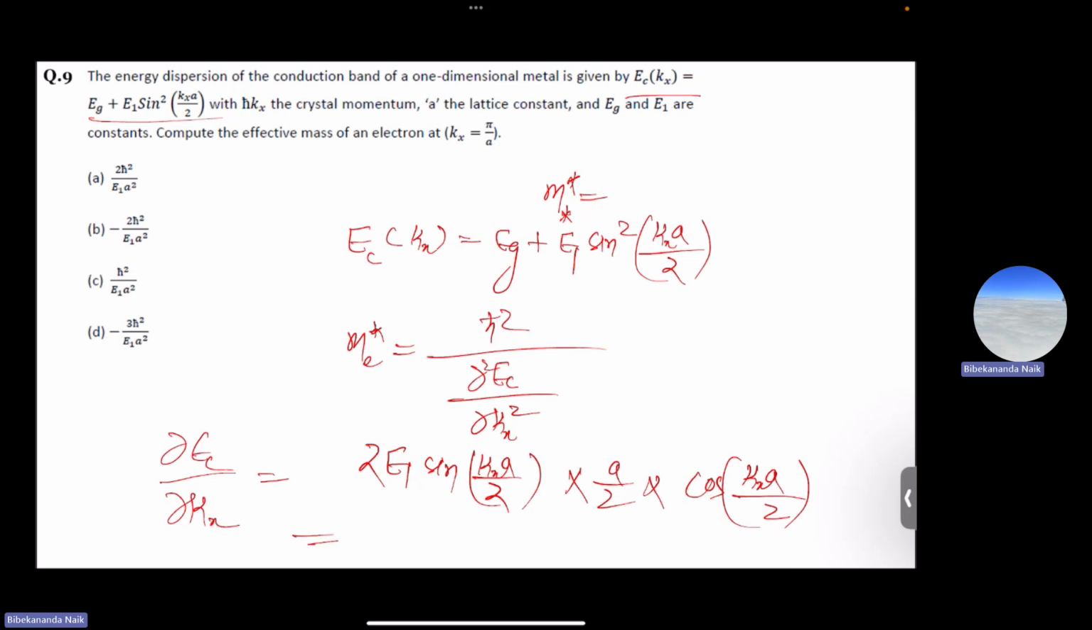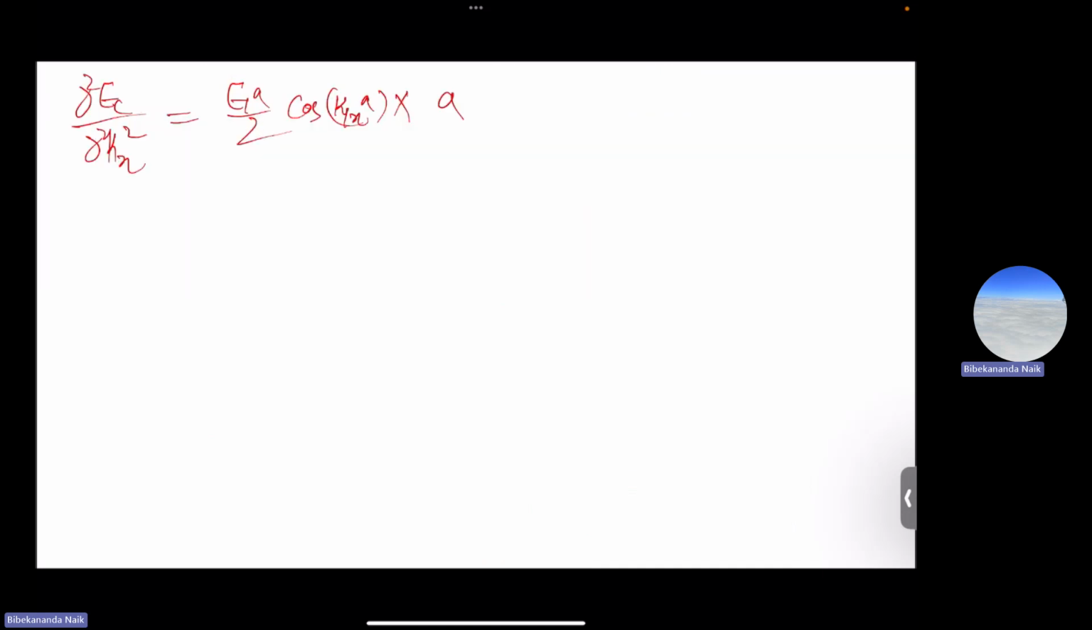So 2 sin theta into cos theta is equal to sin 2 theta. It will be E1 sin k1x a into a by 2. If you again take the derivative, it will be a by 2. So it will be E1 a by 2 sin k1x derivative cos k1x into a. So we need to put the value of kx as pi by a.